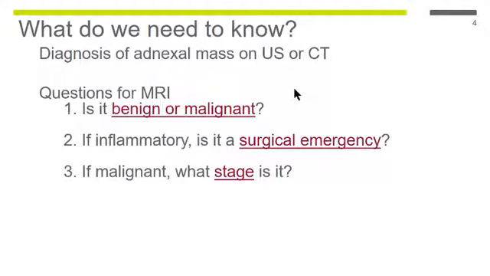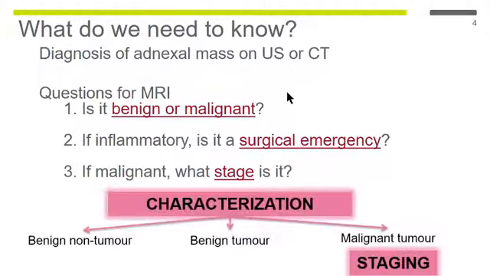So what is being asked of the MRI? The questions are, is it benign or malignant? If it's inflammatory, is it a surgical emergency? And if it's malignant, what stage is it? So the role of MRI for adnexal masses is really in the characterization of the mass and in the staging.